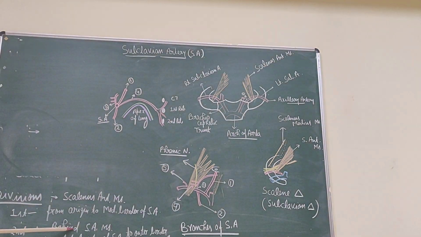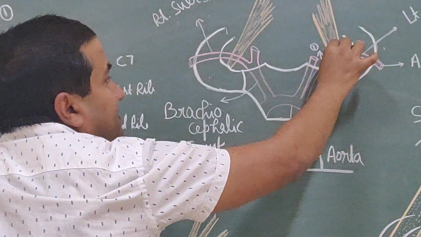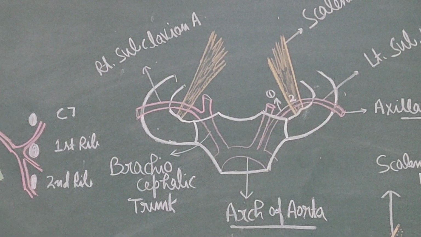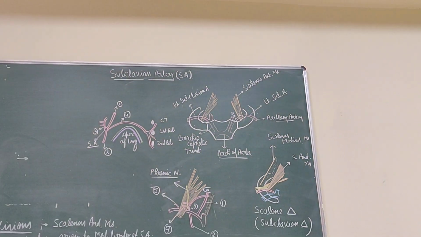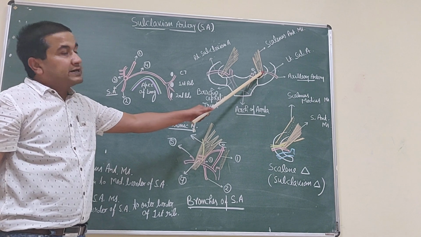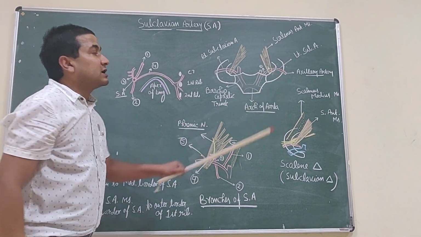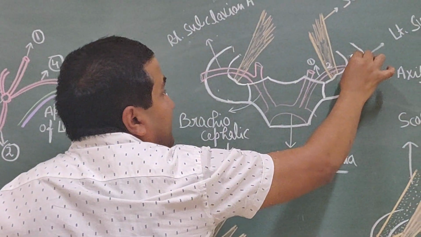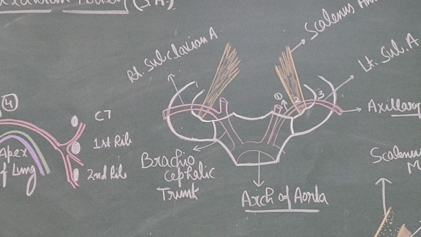Now the second part, that is behind the scalenus anterior muscle. The big part which is present behind the scalenus anterior muscle is the second part of the subclavian artery. And the third part is from the lateral border of the scalenus anterior muscle to the outer border of the first rib. This is the third part of the subclavian artery.